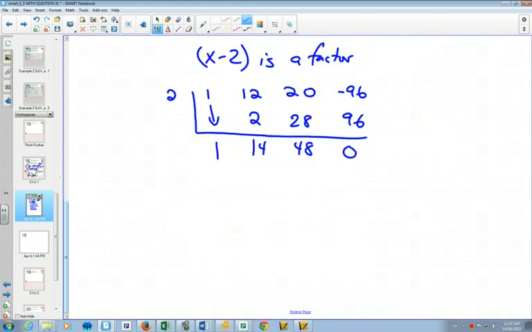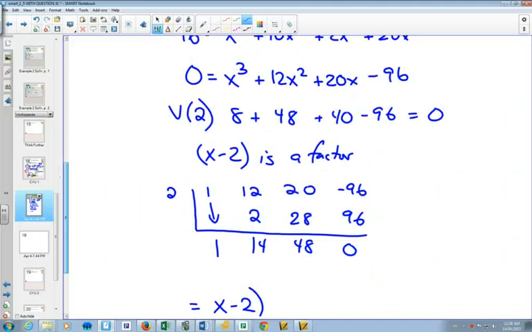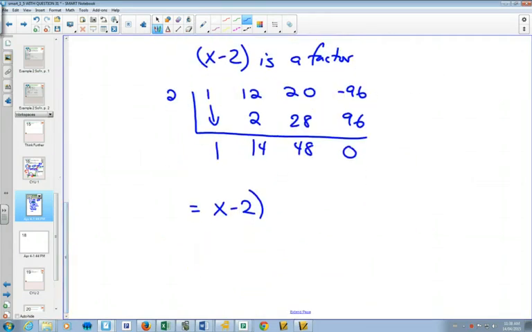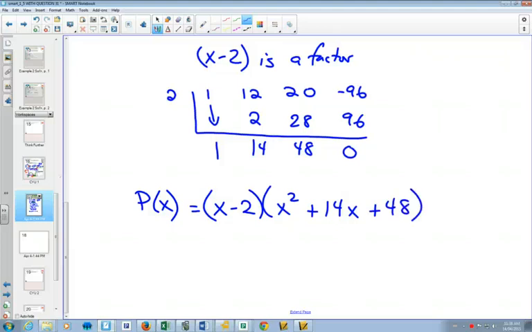This means we have started to factor it out, that v of x would equal x. Oh, it's not v of x anymore. Shoot, I have to change this. I need to call this, because it's not my volume function, it's different. Change my letters here. I'm going to call it p of x for polynomial, and p of 2. I now know that that polynomial p of x is equal to x minus 2 times x squared plus 14x plus 48.